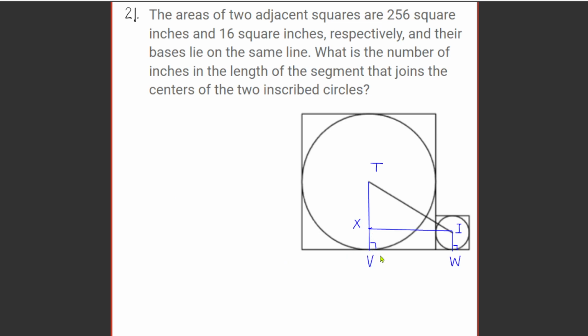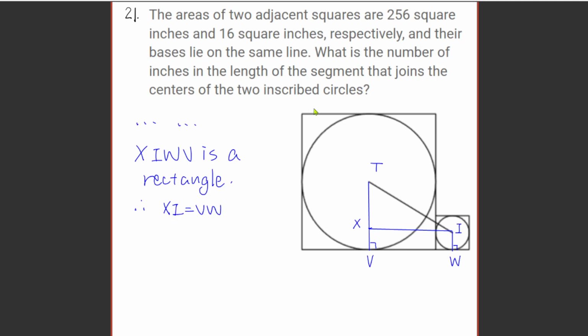So because XV is parallel to IW and also XV is equal to IW, then XIWV is actually a parallelogram, right? And one of its internal angles is 90 degrees, so we know that. Okay, so I'm not going to write all of the descriptions here. According to our description here, we know that XIWV is a rectangle. Therefore, we know XI equals VW, right?